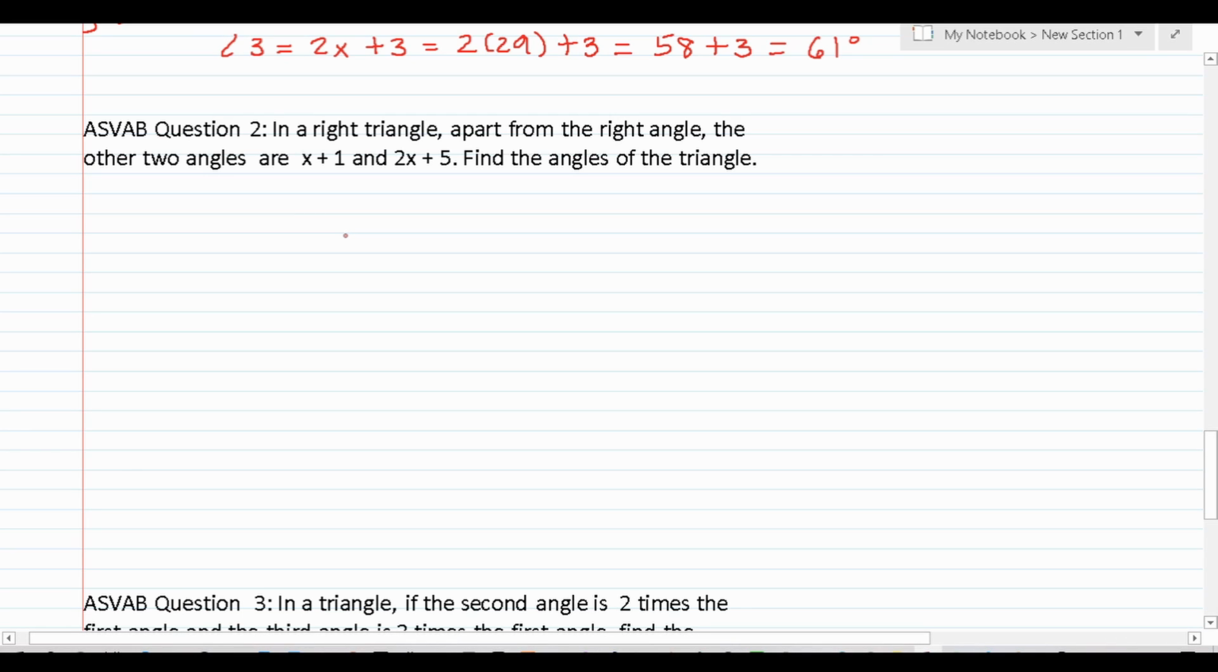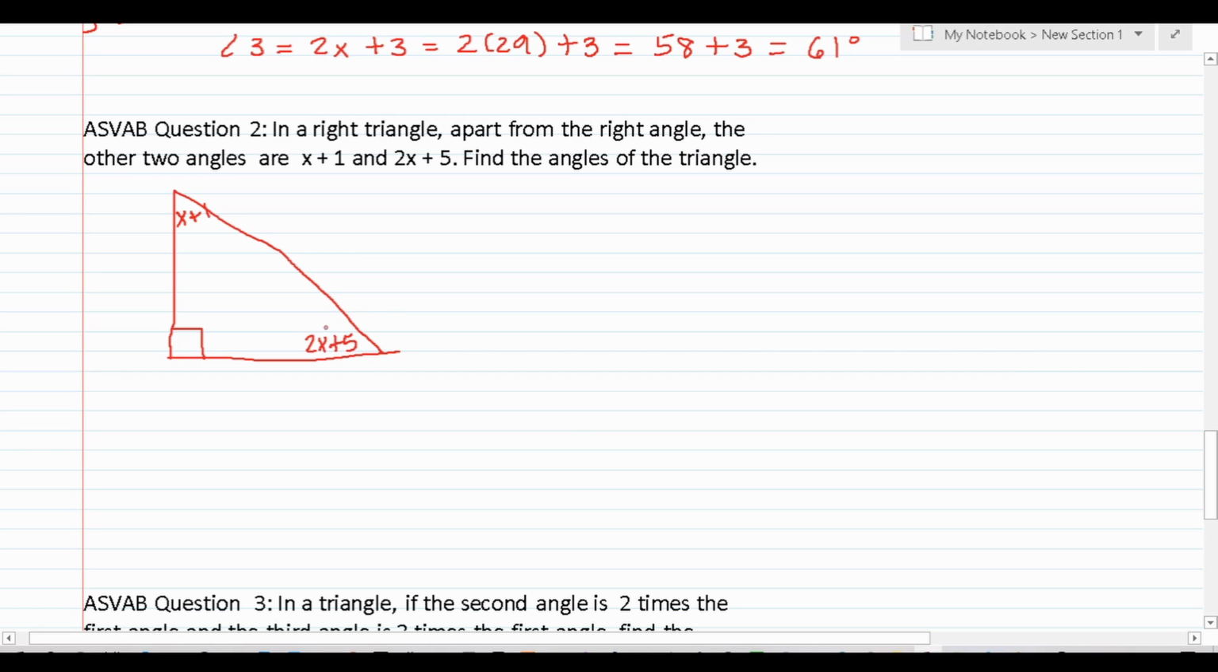Question 2 says, in a right triangle, apart from the right angle, the other two angles are x plus 1 and 2x plus 5. Find the angles of the triangle. Okay, so in this case, we're told we have a right triangle, which looks like this. And of course, this square corresponds to the 90-degree measurement in a right triangle. And it says the other two angles are x plus 1, so let's call this one x plus 1, and 2x plus 5, so let's call this angle 2x plus 5.